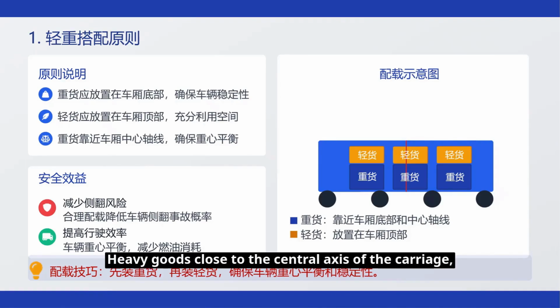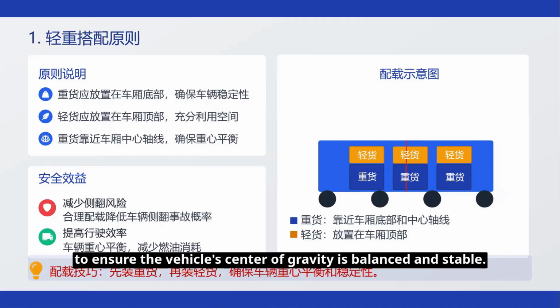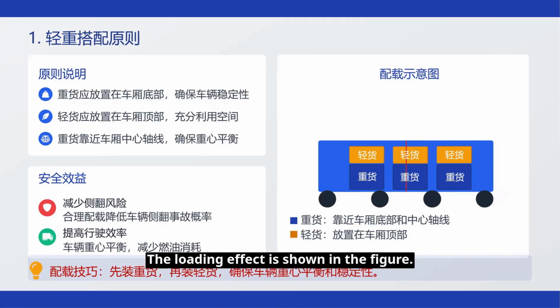Heavy goods close to the central axis of the carriage ensure balance, which reduces the risk of rollovers and improves driving efficiency. Therefore, load heavy goods first, then load light goods to ensure the vehicle's center of gravity is balanced and stable. The loading effect is shown in the figure.